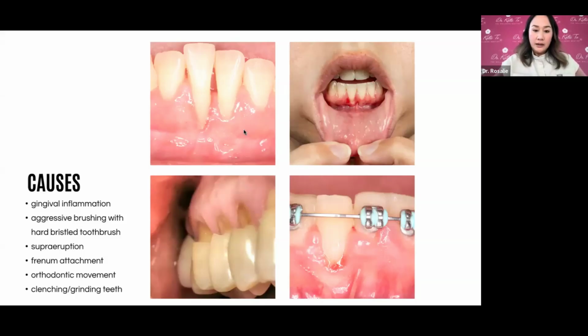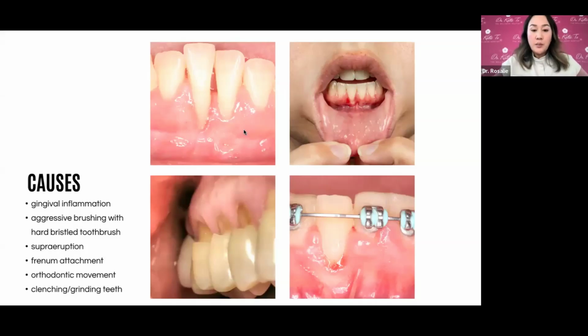So clenching and grinding, the reason why it could cause recession as well, and that's the picture on the lower left here, is because of the shear forces. Whenever you put excessive force on your teeth like this, it's going to fracture because the enamel is very thin, and it'll fracture. And then the more you brush it, it'll give this pattern. And that's called an abfraction.